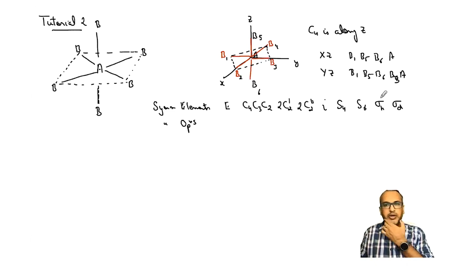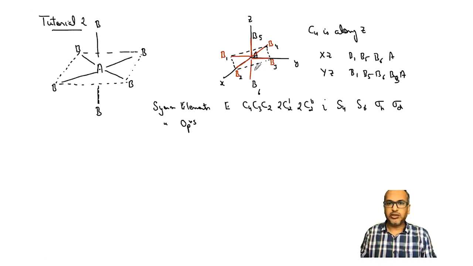Now let us try to count how many such axes are there. One of the C4 is along the Z axis. Similarly, another C4 will also be along the X axis and the Y axis. So there will be three such C4 axes.